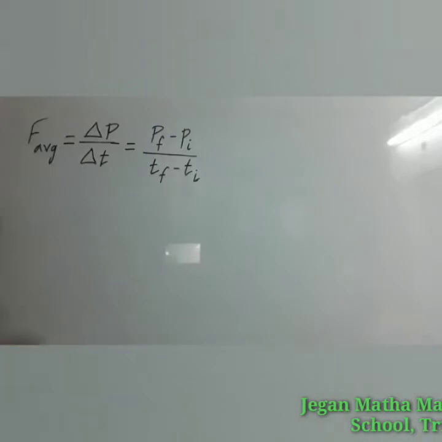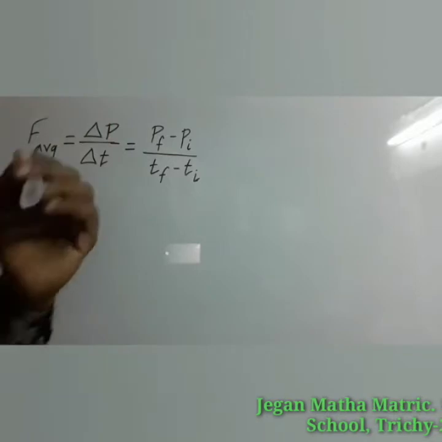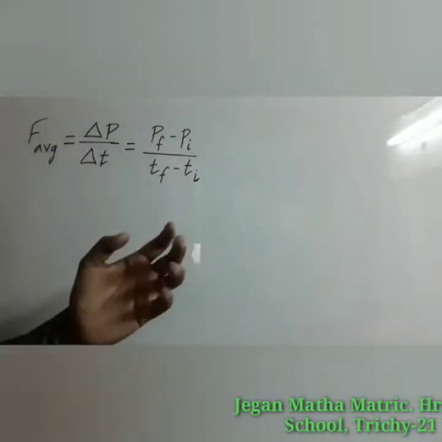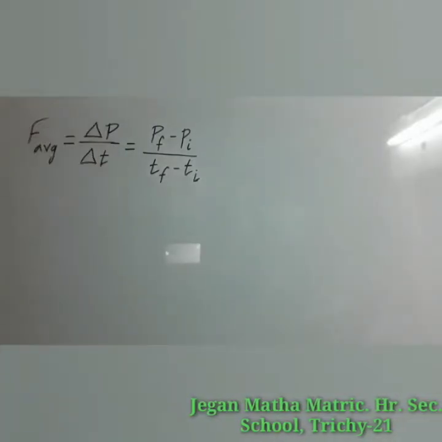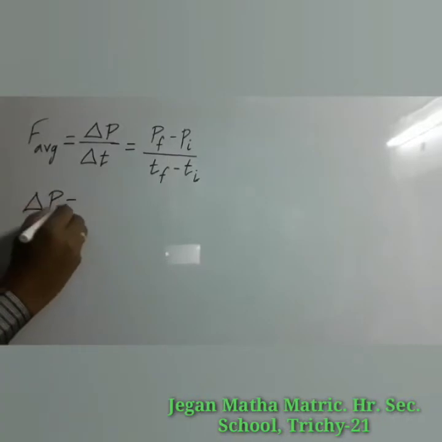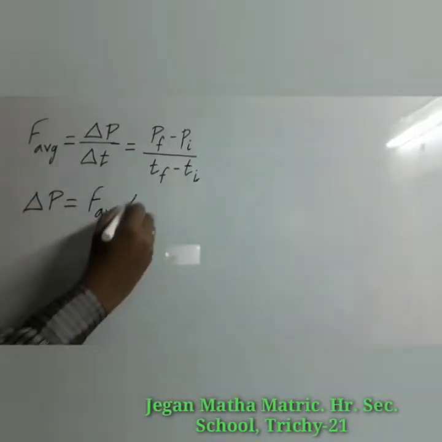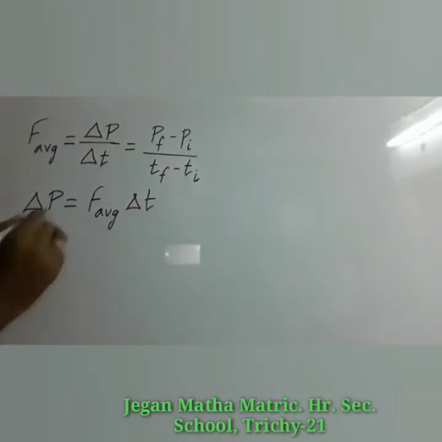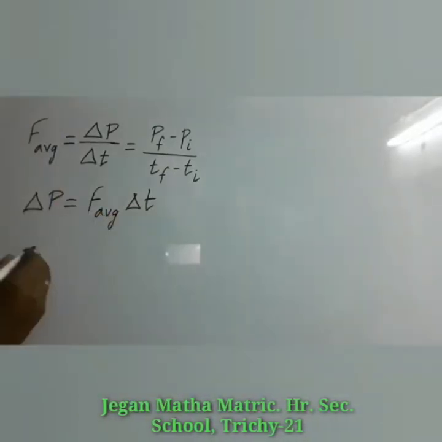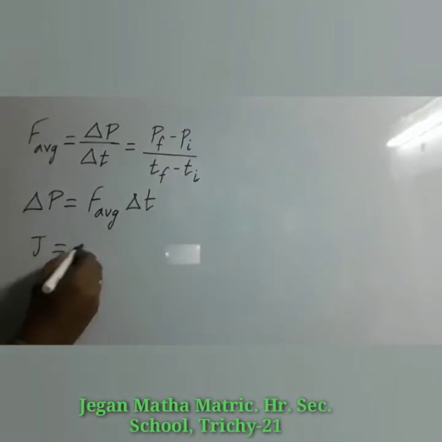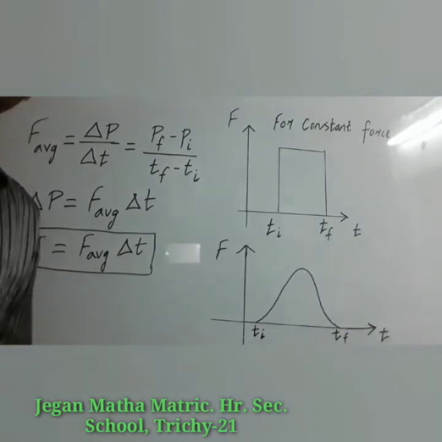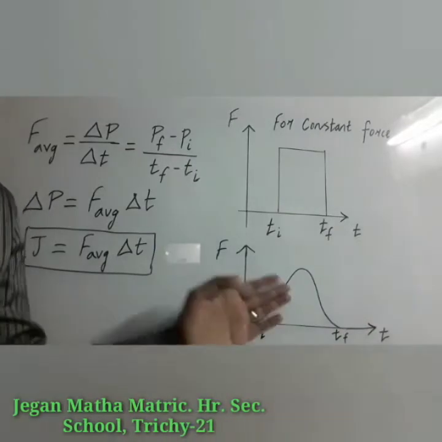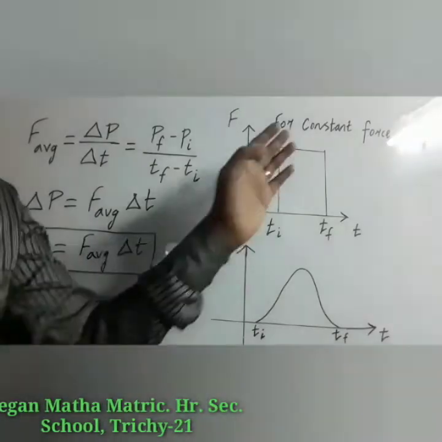The impulse can also be written in the form of the average force, since del p is the change in momentum of the object and it is equal to impulse, as we have written already. So this expression can be written like this: del p equals average force into del t. Already we have learned that change in momentum is known as impulse, which is given by the letter J. So this expression can be written like this also. The graphical representation of constant force impulse and variable force impulse is given in the graphs.